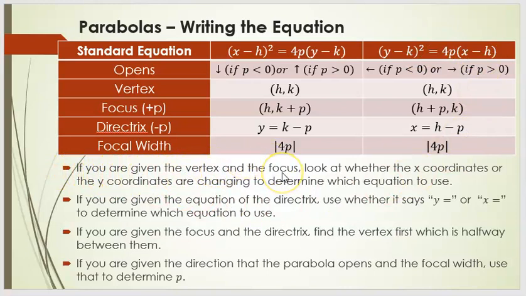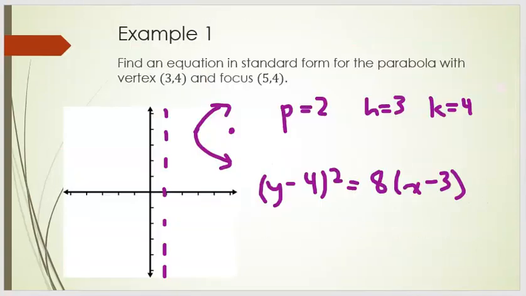We were given the vertex and the focus, so I could look at whether it was the x coordinates or the y coordinates changing, to also help figure out which direction it was going in. But I also just looked at drawing the sketch. I found that made it easier to identify, oh, well, the parabola has to go towards the focus, so it has to go to the right. So my answer for number 1, I have y minus k squared equals 4 times p, x minus h.